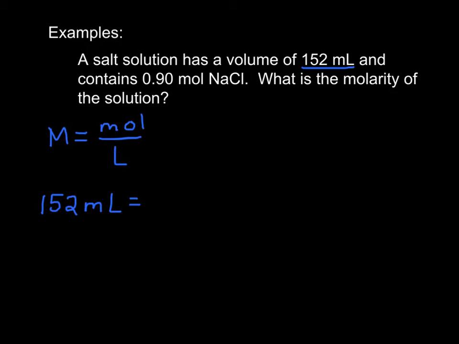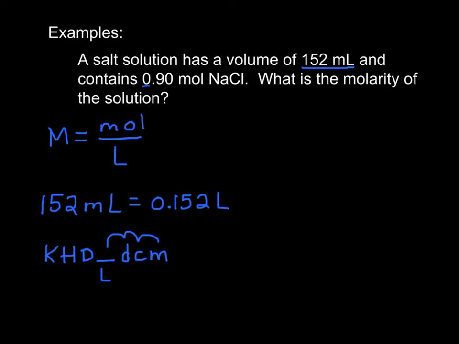You might need to remember your metric system. King Henry died drinking chocolate milk. Liters is one of our base units, so it's in the middle. To go from milliliters to liters, we go 1, 2, 3 spaces to the left. So that gives us 0.152 liters of solution.